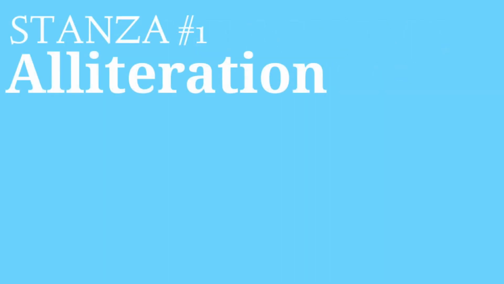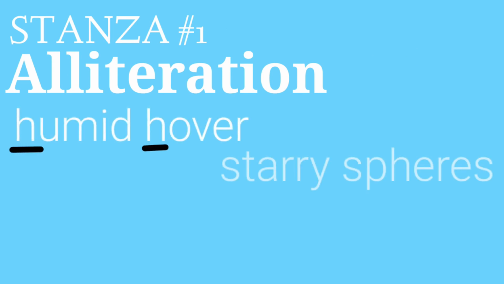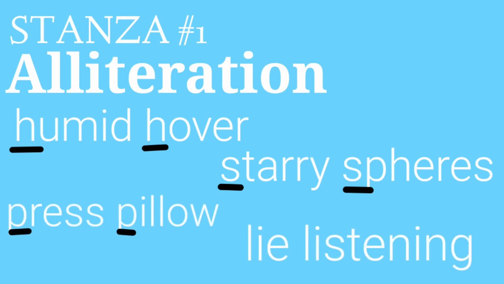In stanza 1, the poet has used alliteration. The first example is "humid hover," so the H sound is being repeated. Then "starry spheres," where the S sound is being repeated. We also have "press pillow," the P sound. And at the end, "lie listening." So here the L sound is being repeated.